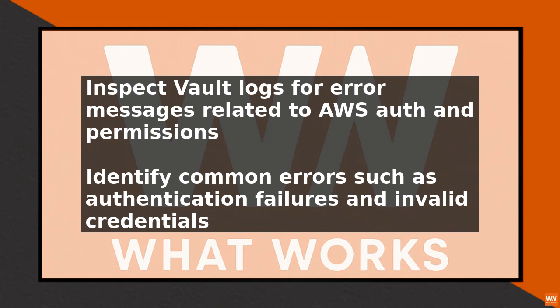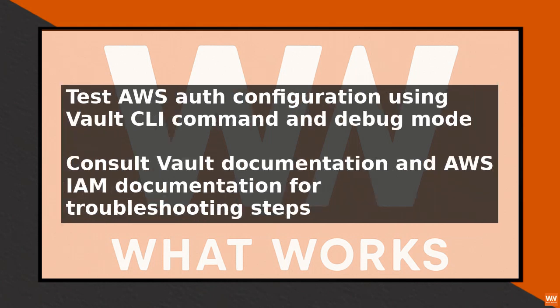Finally, consult the Vault documentation and AWS IAM documentation for additional troubleshooting steps and best practices. By following these steps, you can effectively troubleshoot Vault AWS Auth issues and ensure seamless authentication with AWS entities.